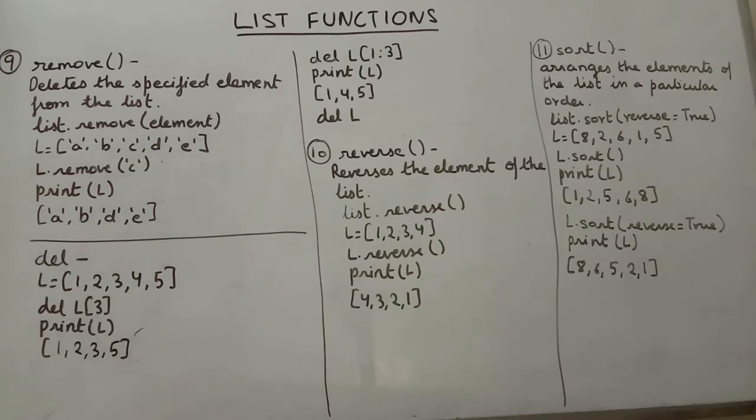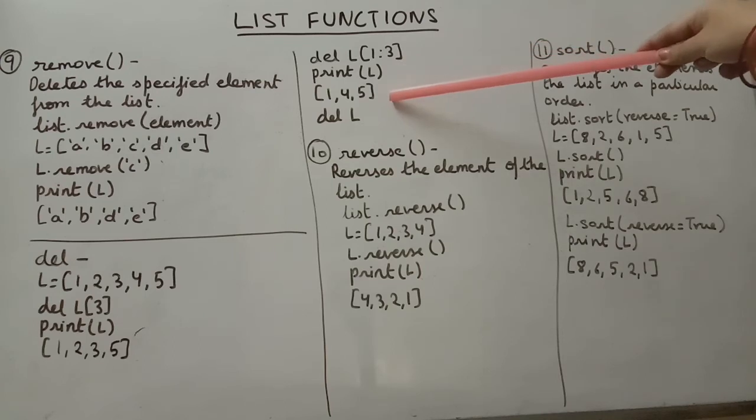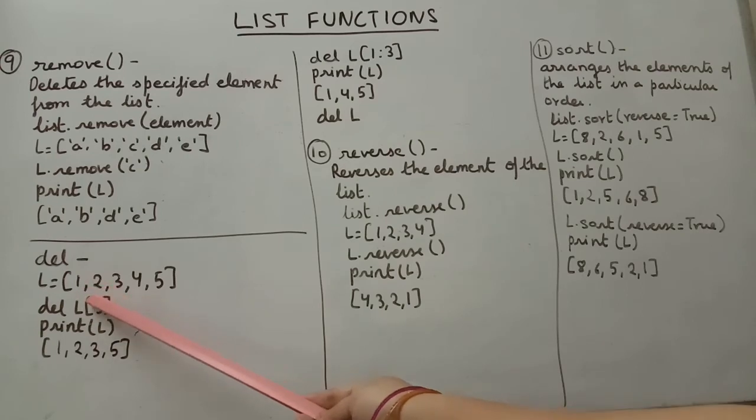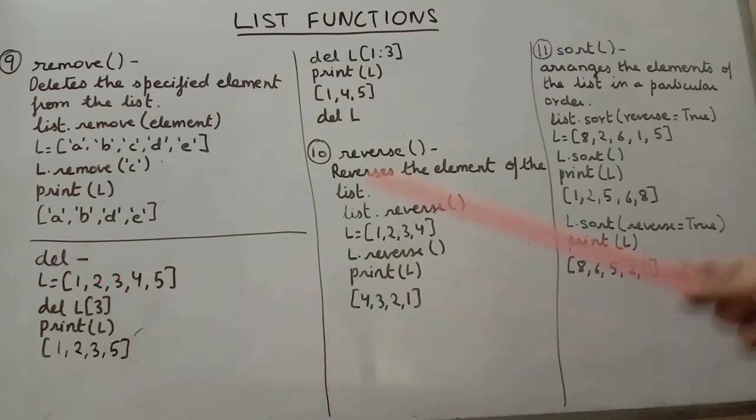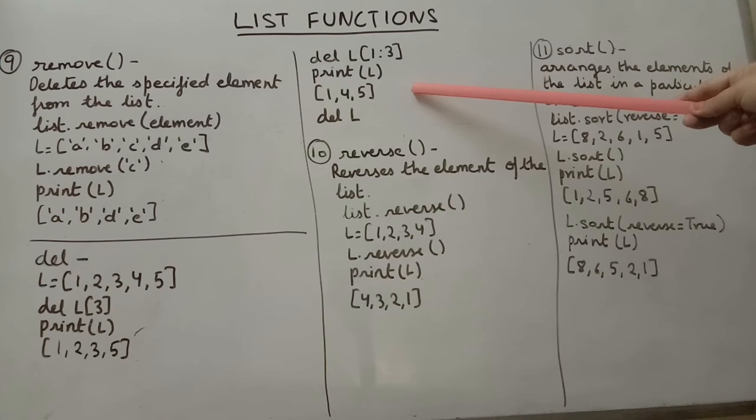Another example with this: as I said, this statement can also be used to remove more than one value. To remove more than one value from the list, we provide the range with this statement. del L, and within square brackets I have written 1:3. That means I want to remove index 1 and 2, because 3 will not be included in the statement. So the resultant will be 1, 4, 5, because the first index and second index are removed.